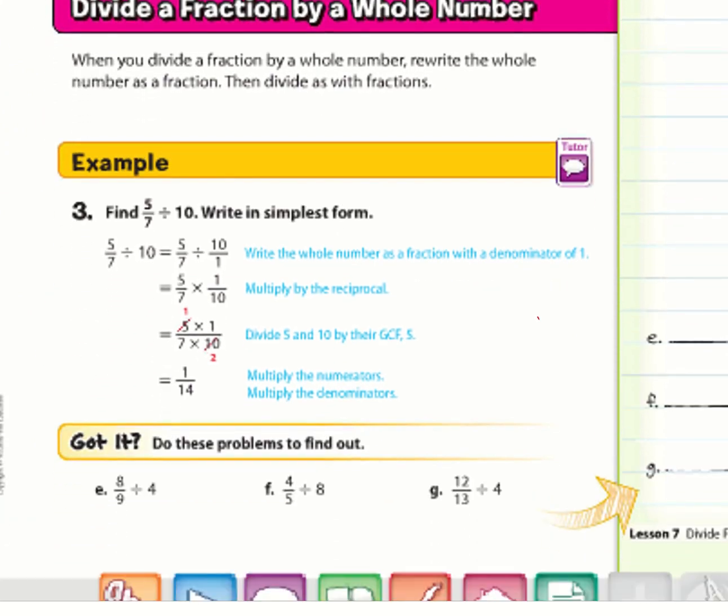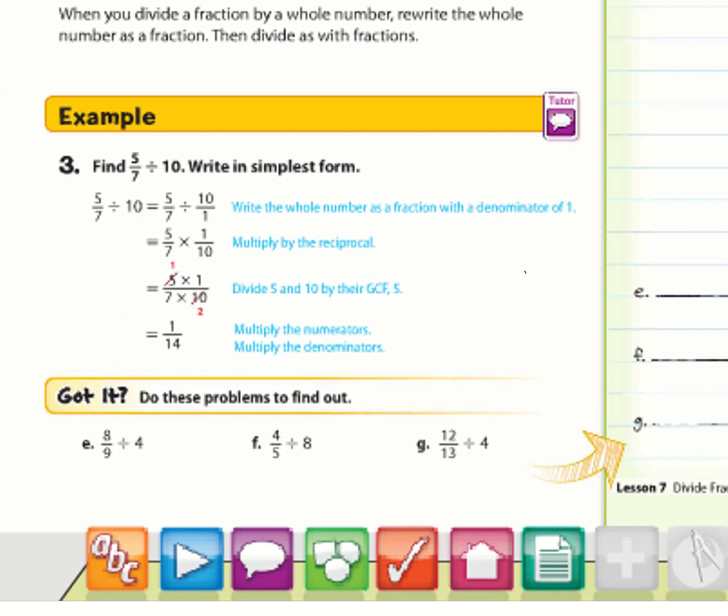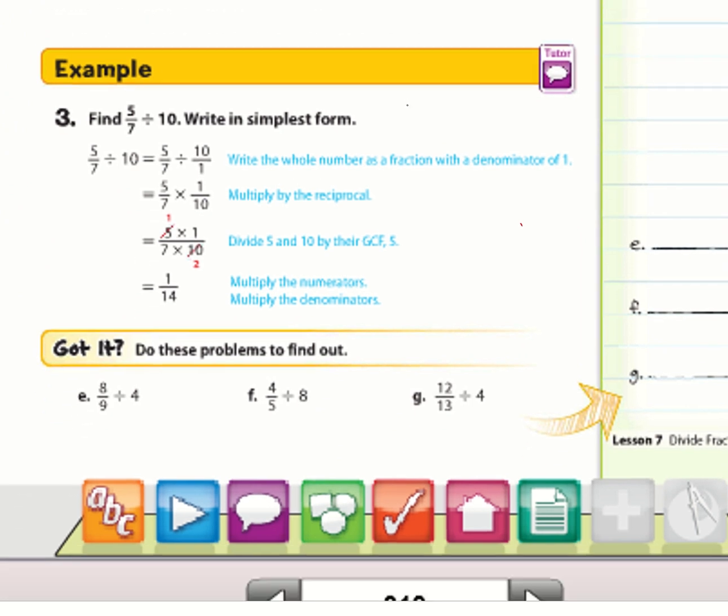So next it says divide a fraction by a whole number. This is just the same thing that we've been doing. So we have 5/7 divided by 10. We still have to find the reciprocal of the second number. So we have 5/7, and this is going to change to a multiplication sign. With a whole number, remember, a whole number over 1 is a fraction. So finding the reciprocal, I have 1 over 10.